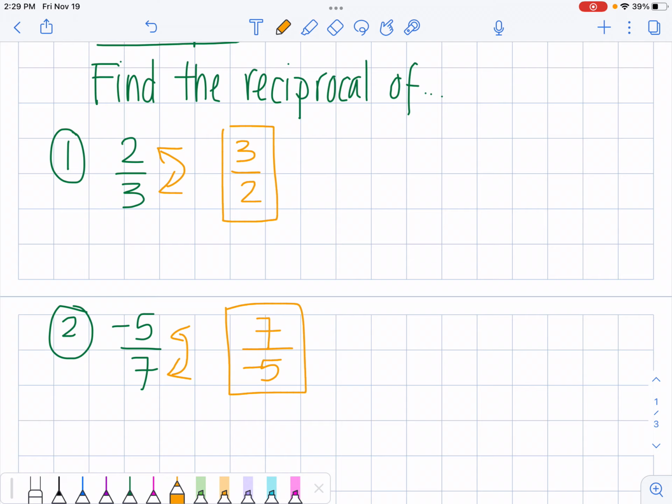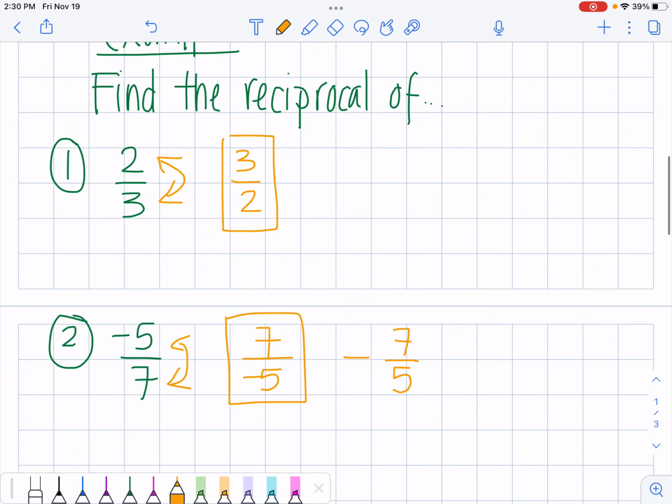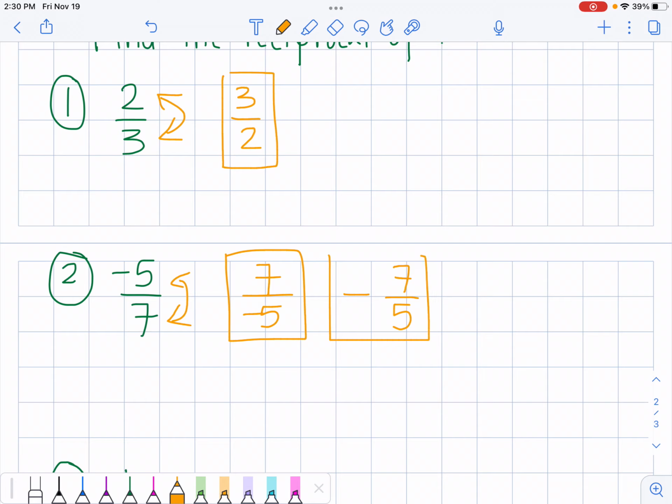Now, a couple things to know about fractions and negative numbers. When I'm writing my answer, it's okay if my negative stays on the bottom with my 5. It's also okay if my negative is out in front. That means the same thing. And it's also okay if my negative stays on the top.